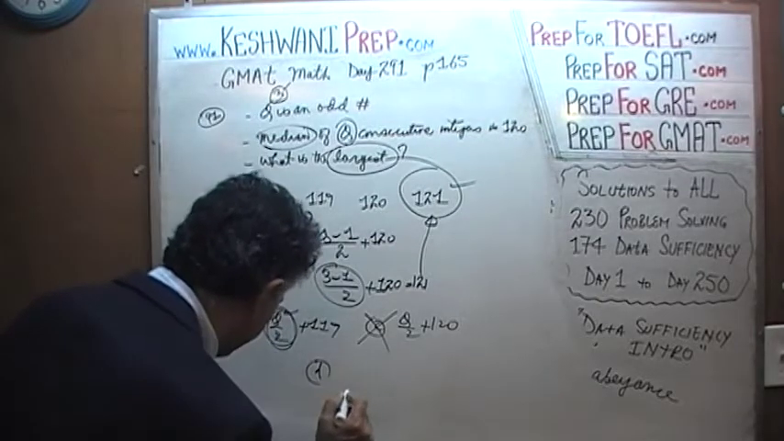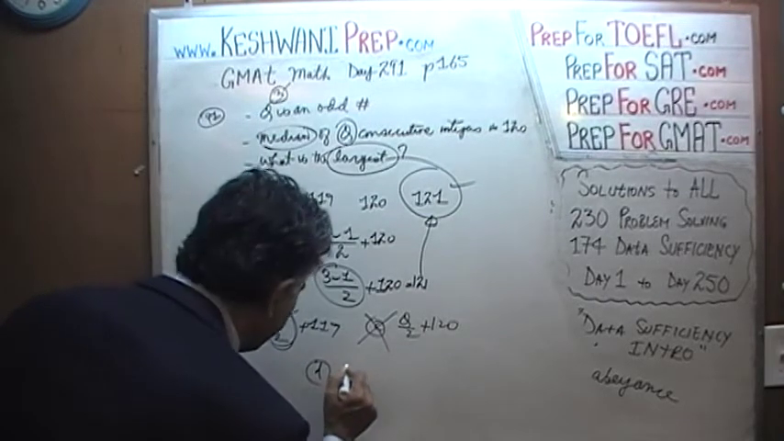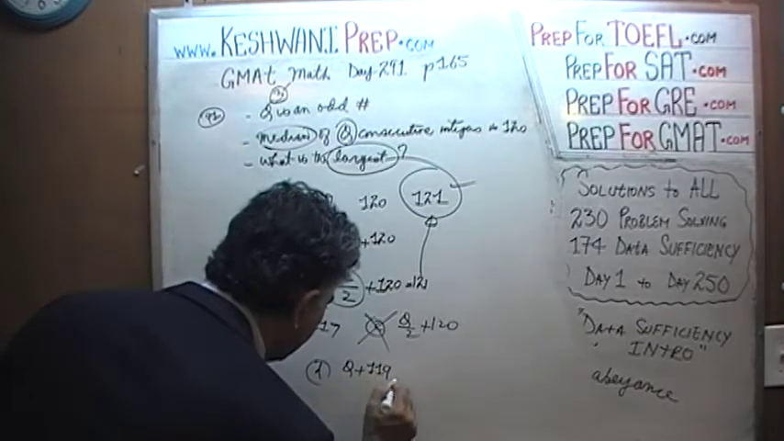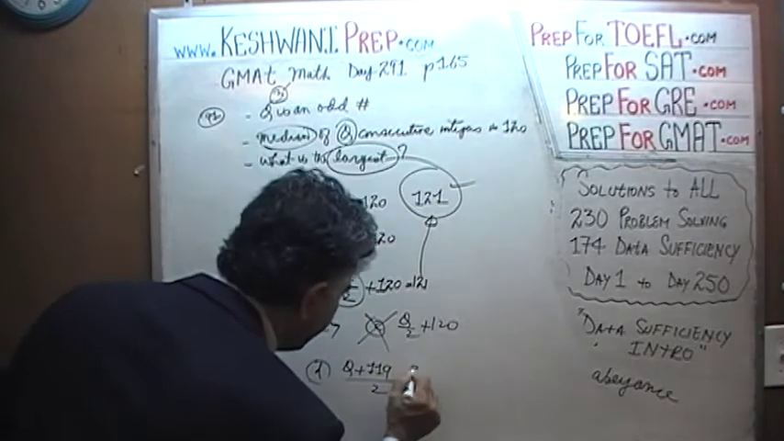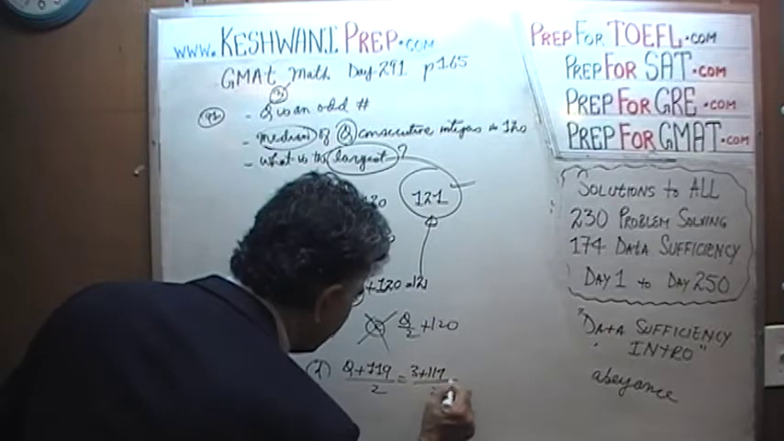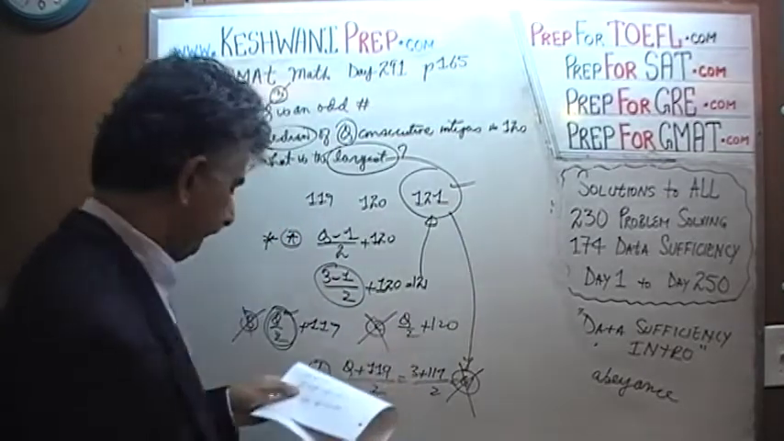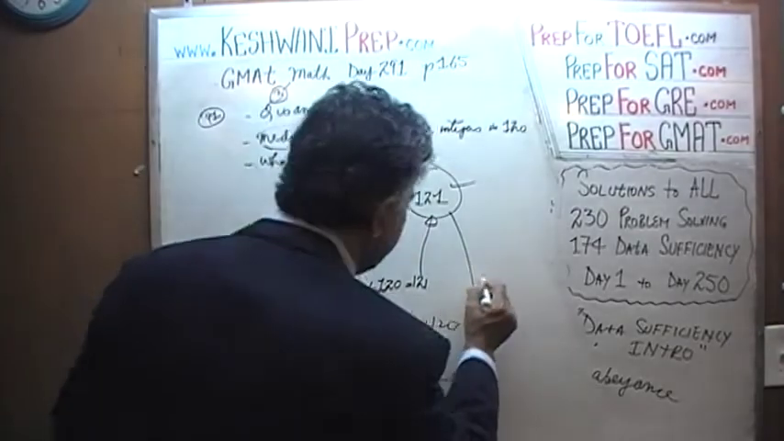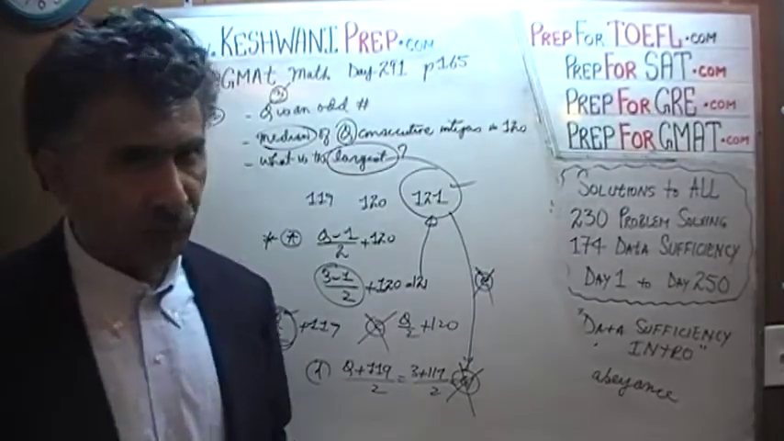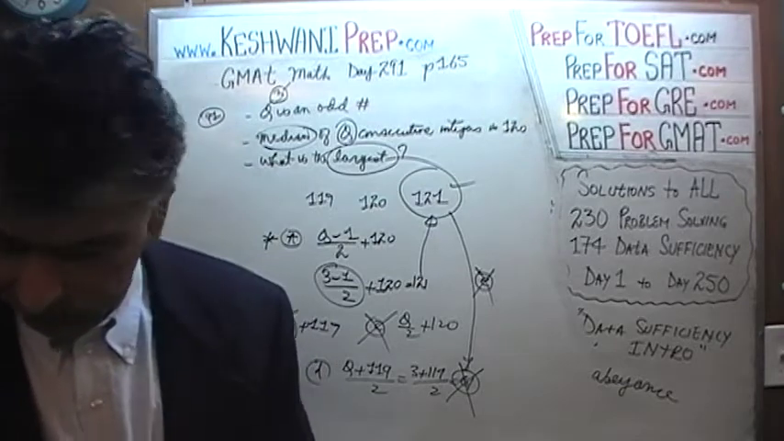Now it's too simple. D, when you work it out, is Q plus 119 over 2. When you substitute 3 there, 3 plus 119 over 2, you will see that it works out to be 61. That's not what we're looking for. We're looking for 121. And C and E, you will see that E is also not an integer. The answer is A. Let's move on.